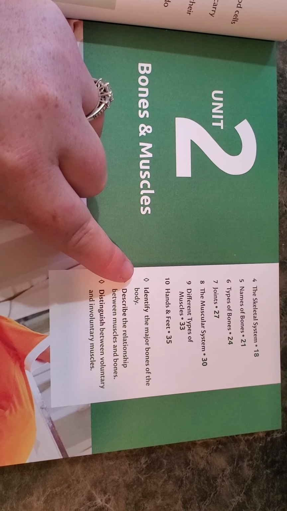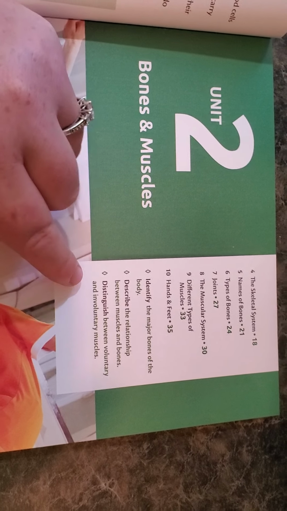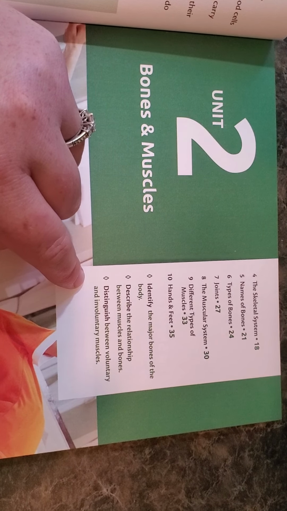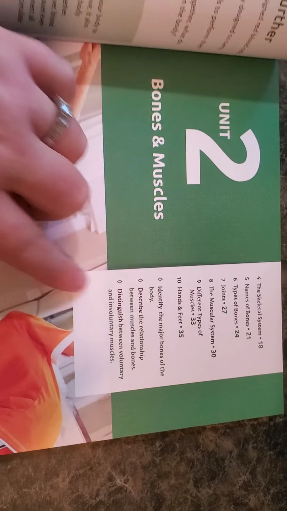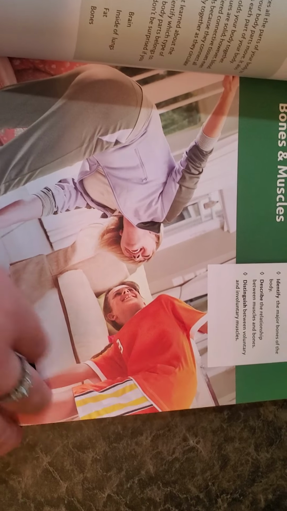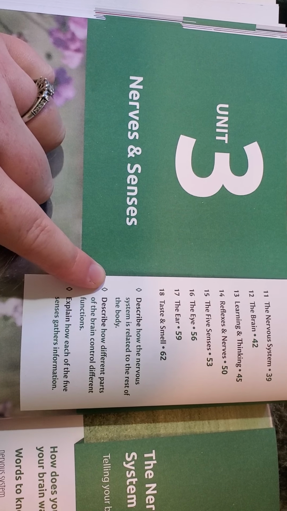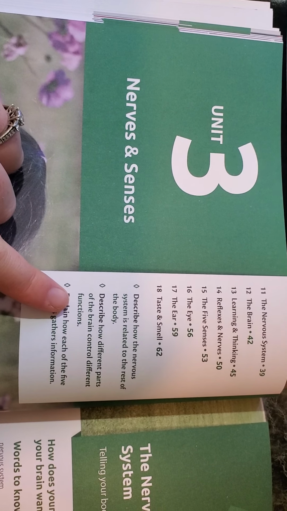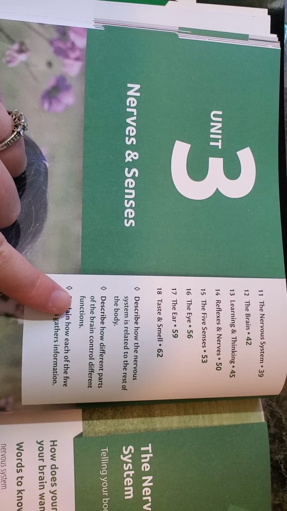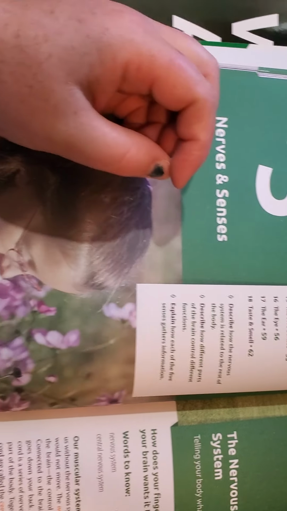Alright, and then unit 2, here's the lessons. They should be able to identify the major bones of the body, describe the relationship between muscles and bones, and distinguish between voluntary and involuntary muscles. And there's that picture. Look how sweet. Alright, on to the next unit. Alright, unit 3, here's the lessons. And they should be able to describe how the nervous system is related to the rest of the body, describe how different parts of the brain control different functions, and explain how each of the 5 senses gather information.